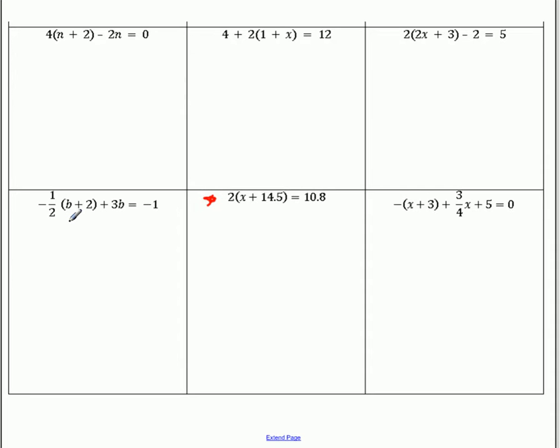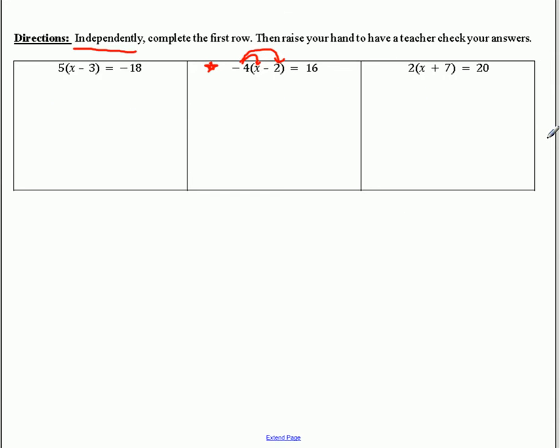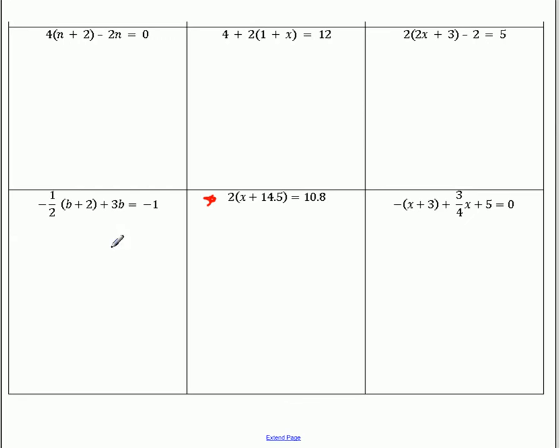So again, start with the first row, get your answers checked. Then, if you're competent, move on to the third row. If not, go right on to the second row. Do as much as you can do, get your answers checked, and I will check up on your work tomorrow. If you have any questions, feel free to let me know.